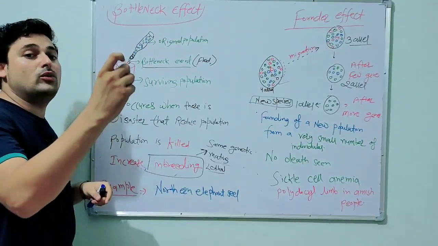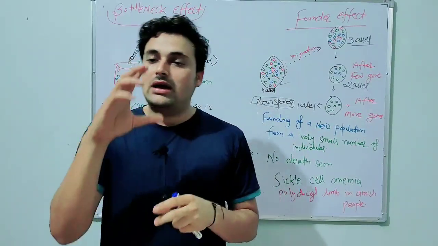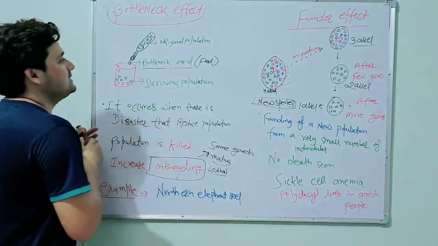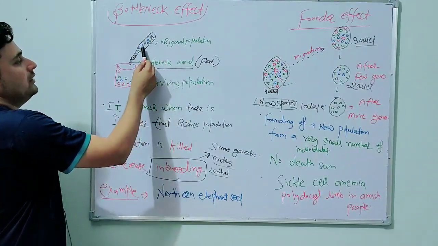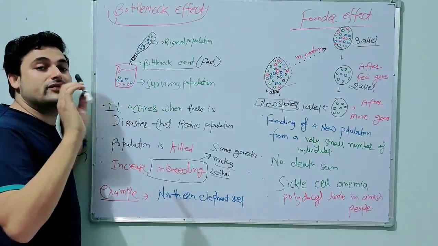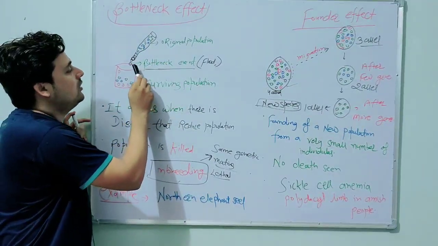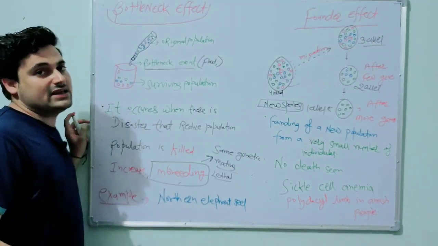Let's assume we have a bottle, and in the bottle we have many kinds of alleles. In the bottle we have our original population. Let's see, this is the original population. It has different kinds of alleles, which I am showing with different colors. This is the original population, and here a bottleneck event is happening.